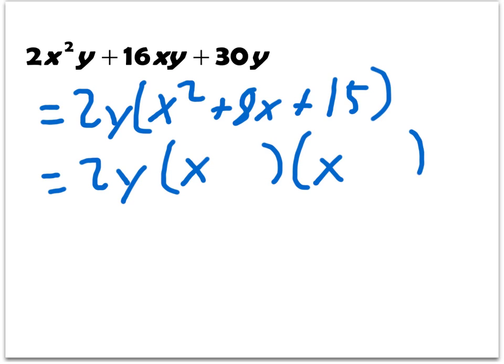So x plus or minus something times x plus or minus something. So now I need two numbers whose product is 15 and whose sum is 8. So let's go a plus 3 and a plus 5. And there we go. Now it's fully factored. Nothing more to factor out.